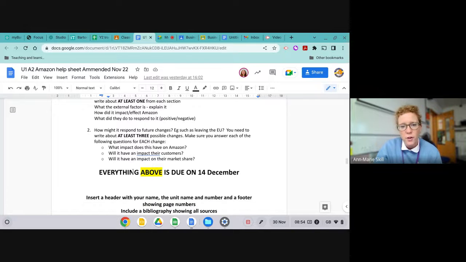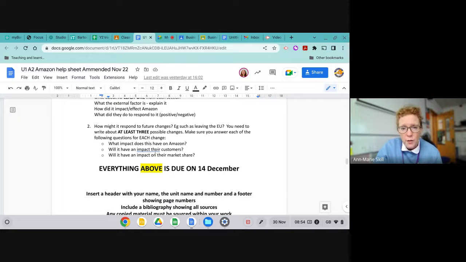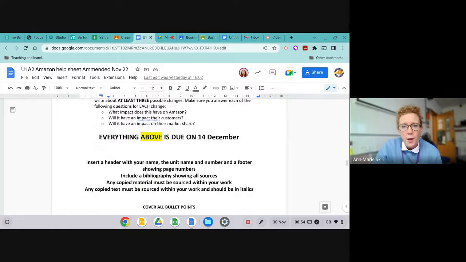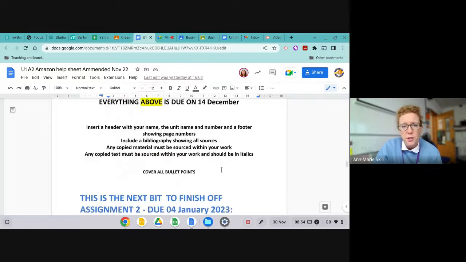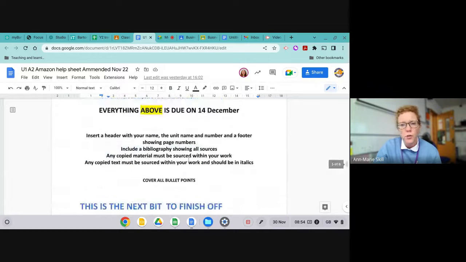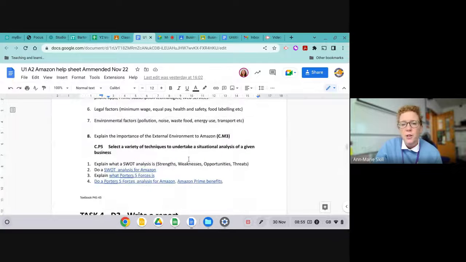and don't forget to write a bibliography as well. So have a look at things that are happening, that they're reacting to, and what's going to happen in the future. And that's due on the 14th of December. So have a go. Okay. Later on, this is the help sheet for the next bit. You could have a look at that if you wanted to, but I don't expect you to.